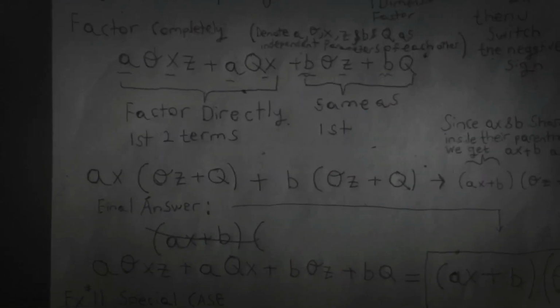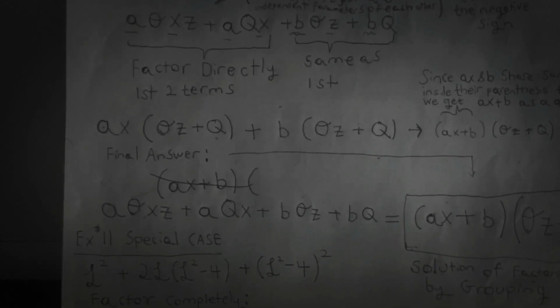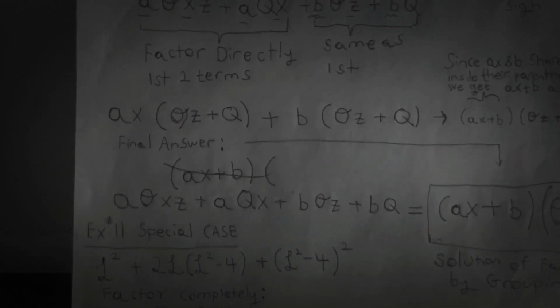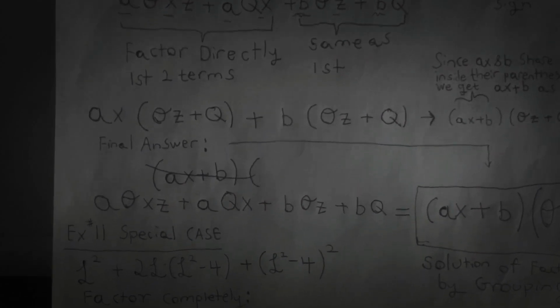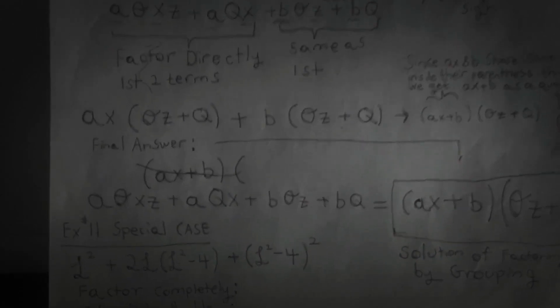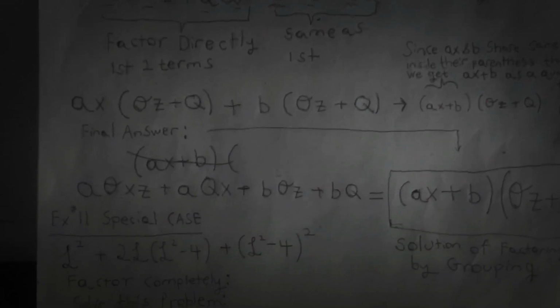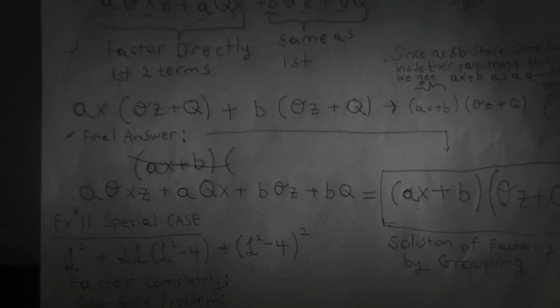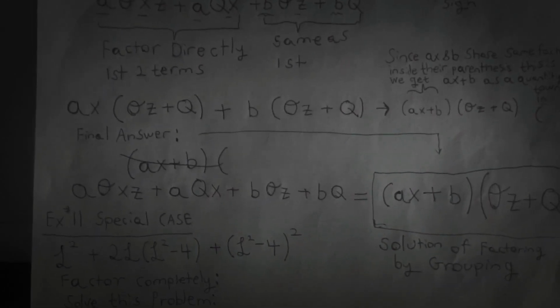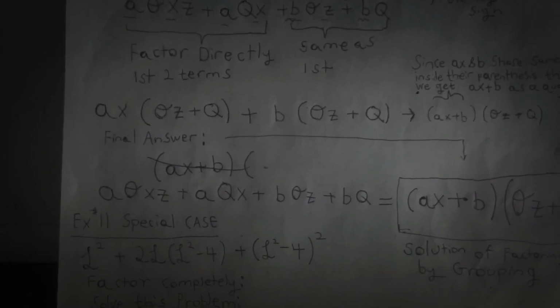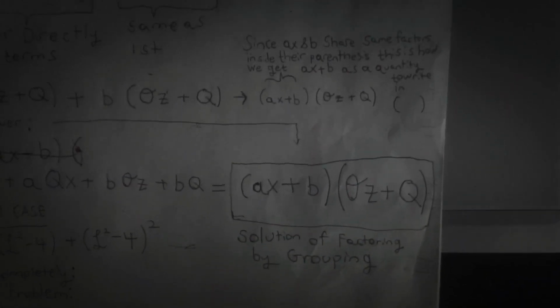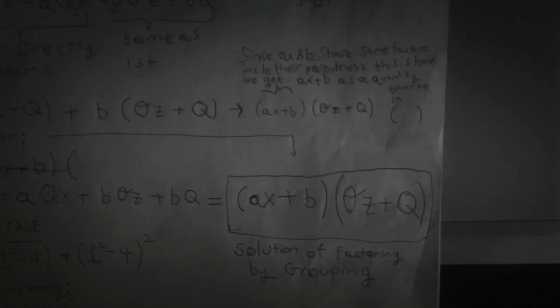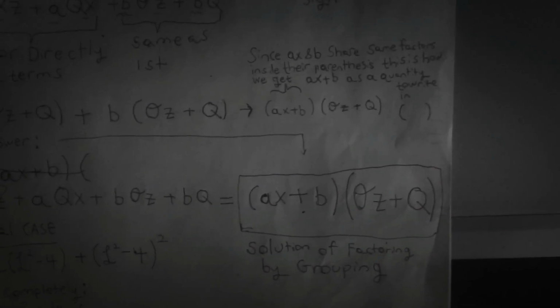Same procedure as first. When you break them down, you have a GCF for the left two terms being ax parentheses theta z plus quotient. And for the last two terms, your GCF is b. Inside you have, well, looky here, you have the exact same factor in that parentheses, theta z plus quotient. When you have these like terms, this is what will happen in the next step. You end up with the linear factor ax plus b times theta z plus quotient.